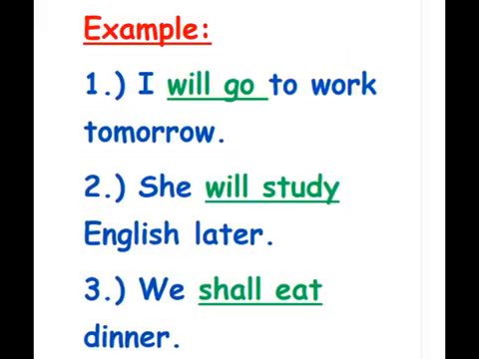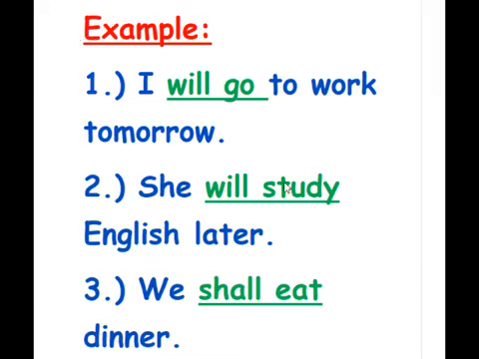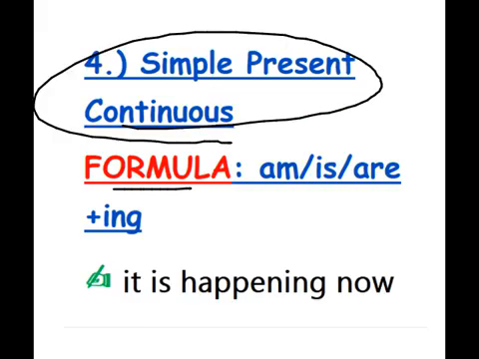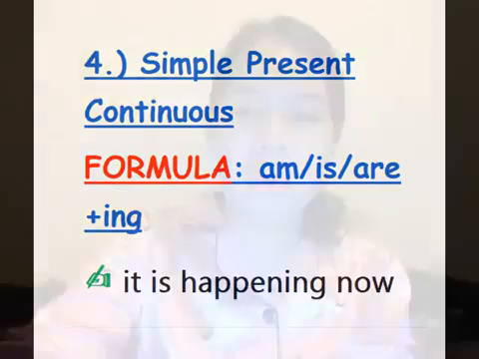Okay, so I think it's done. That's the simple future. That's easy, right? Next, let's move on to number 4. This is one of the basic tenses of the verb, the simple present continuous. Let's move on to the formula: is, are plus ing, of course. When you say simple present continuous, that means now. It is happening right now. You are doing it right now. At the moment of speaking, you are doing. So that's it.